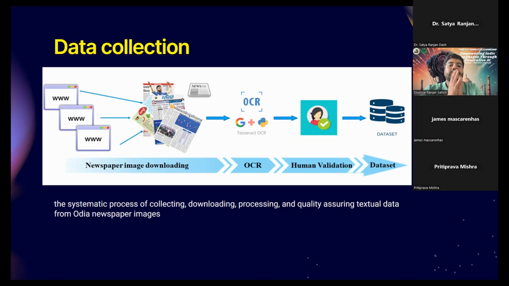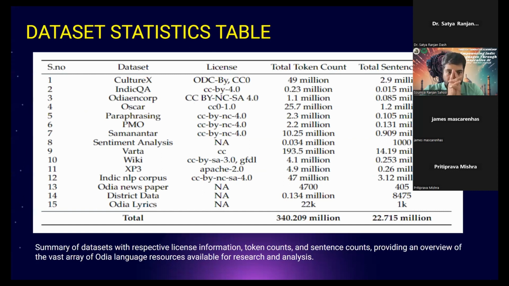On to the dataset statistics table. Here is the summary of the dataset with respective license information, token counts, and sentence counts, providing an overview of the vast array of our Odia language resources available for research and analysis. CultureX contains 49 million tokens, and the PMO dataset contains a total of 2.2 million tokens, and the others are similar.